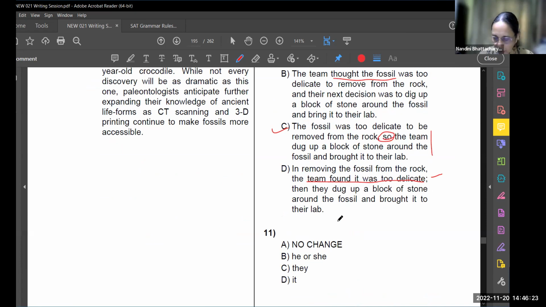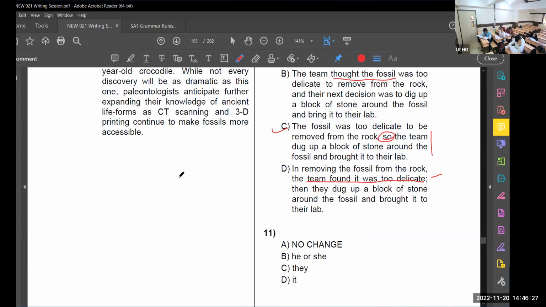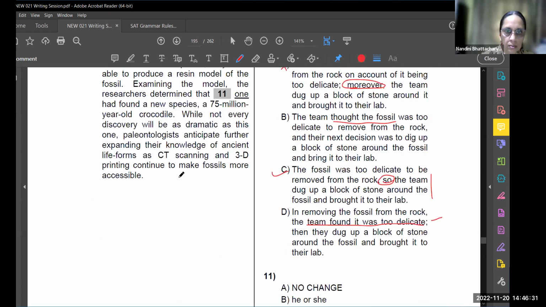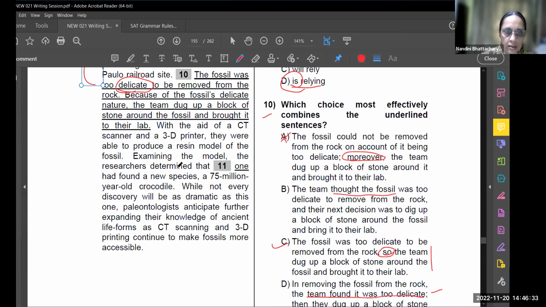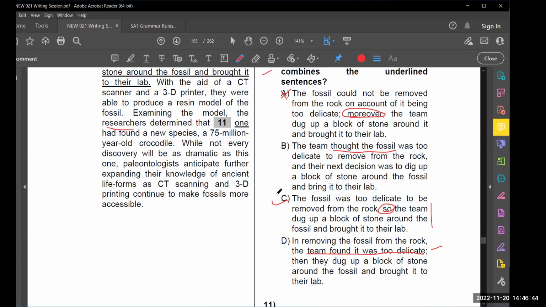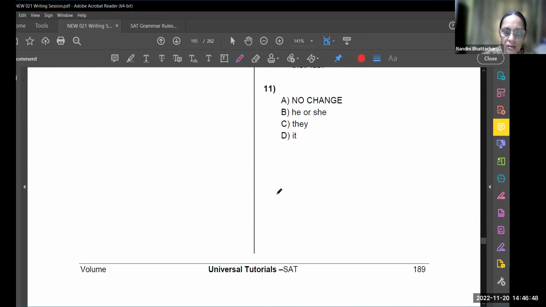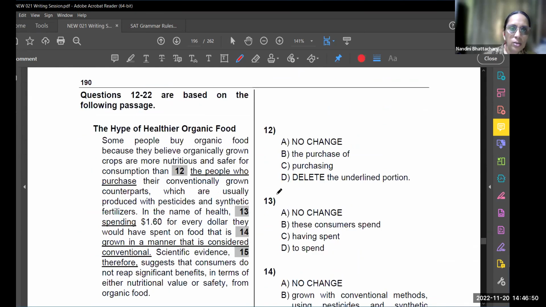Okay, question number 11. C. Now, examining the model, the researchers determined that one had found a new species. Now, one is not the researchers, they would be the researchers, right? Yeah, they here represents the researchers. Okay, so now this was good.